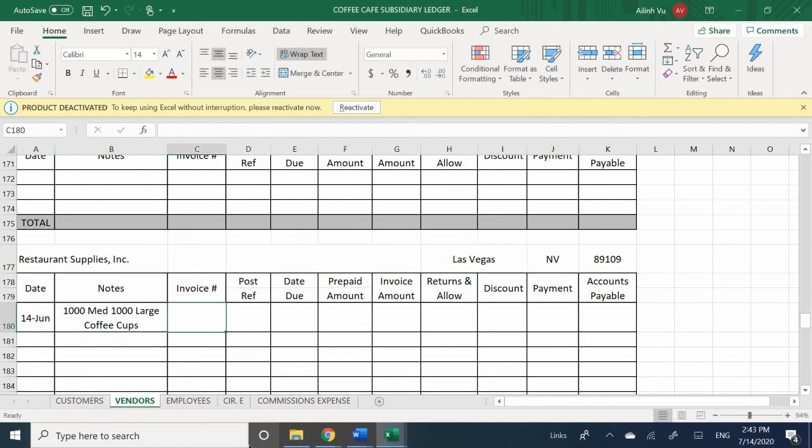Okay. Invoice number, there isn't one on the sales receipt, is there? I don't think so. Post reference is going to be general journal number 5. Due date, we don't have one. Prepaid amounts. Oh, I forgot to indicate that I paid with a Visa. Oh, yeah.